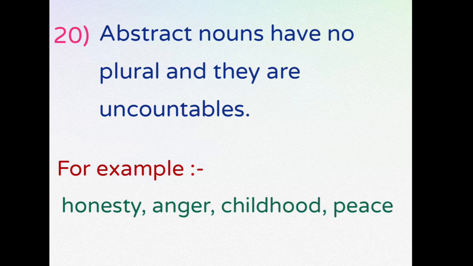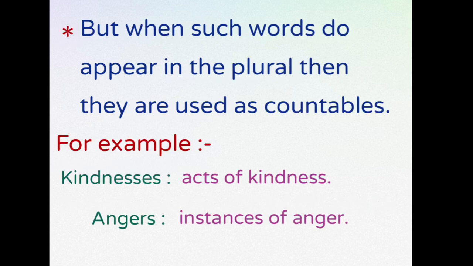Okay, next point is abstract nouns have no plural and they are uncountables. For example, honesty, anger, childhood, peace. So these are the abstract nouns. They don't have plural form. They are considered uncountables. But when such words do appear in the plural, then they are used as countables. For example, kindnesses, that means acts of kindness. They are considered countables. Another example, angers. If it's taken as plural, it means instances of anger.